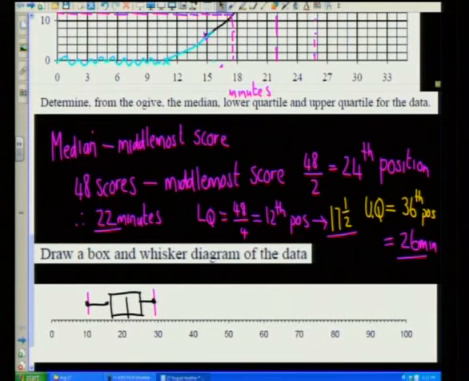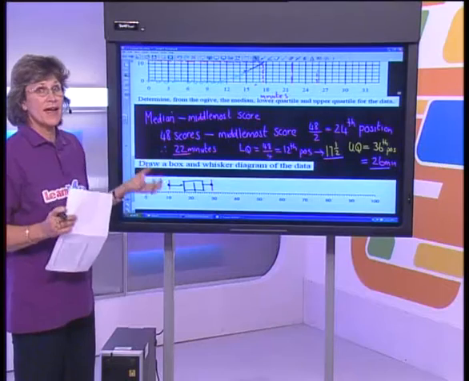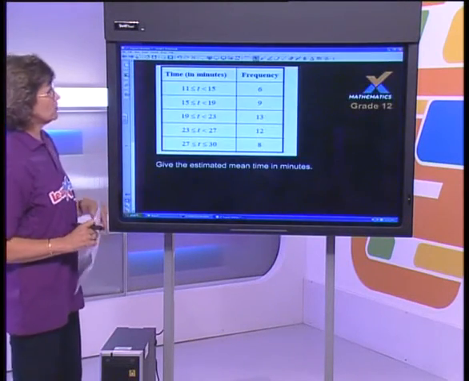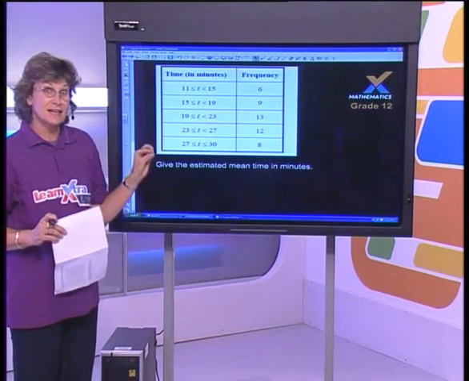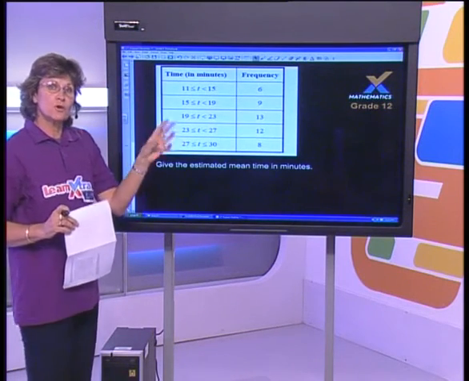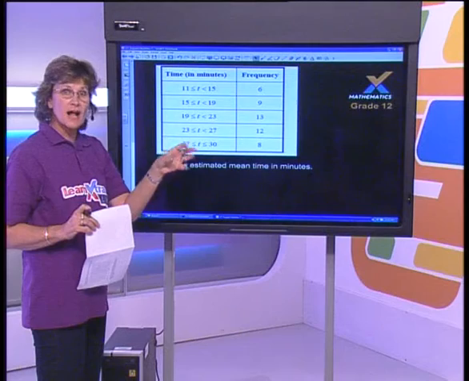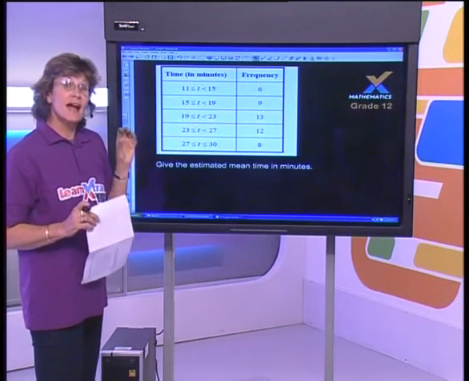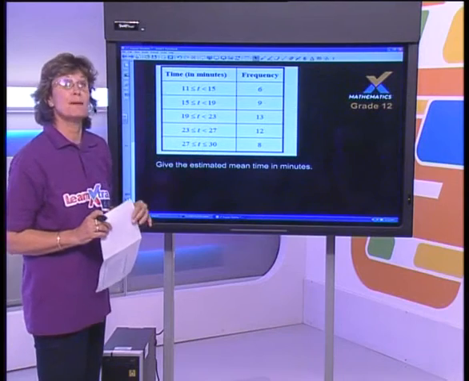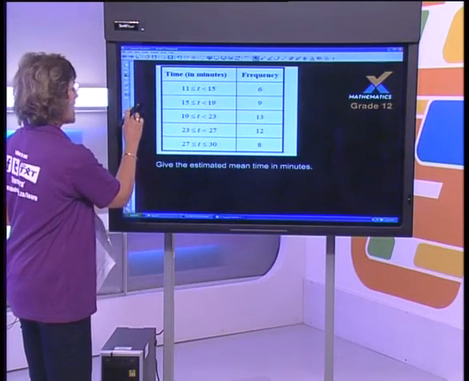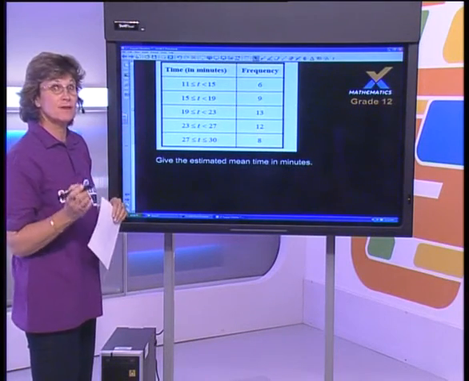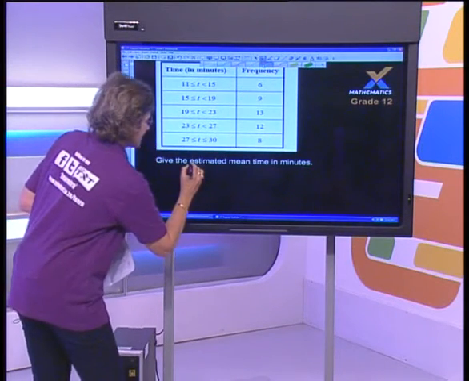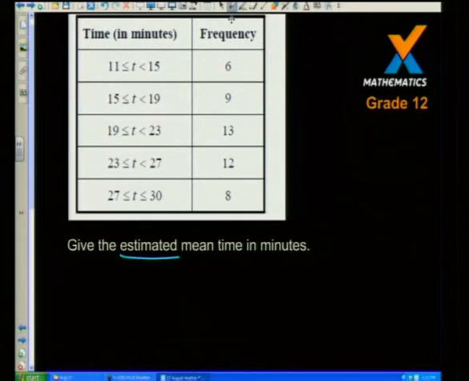Okay, so now you're saying, all right, what more can I do with this data? Well, they could have given you exactly the same data, and instead of asking you to work with the medians and the quartiles and the box and whisker, they could have asked you to work out the other measure of central tendency, which is the mean. Okay, now guys, this is where your calculator comes in very handy. Now, please notice that it says the estimated mean time.